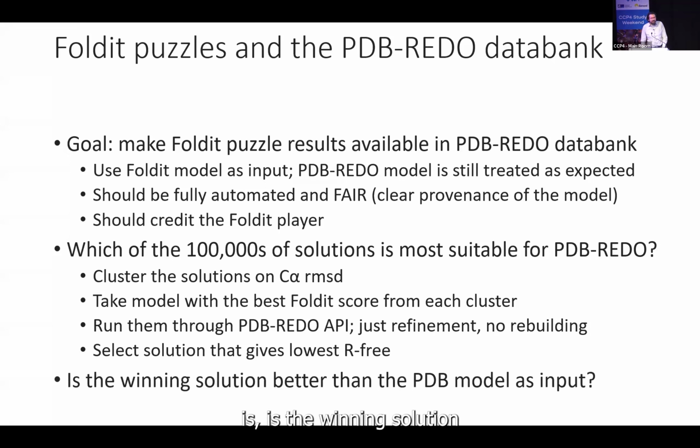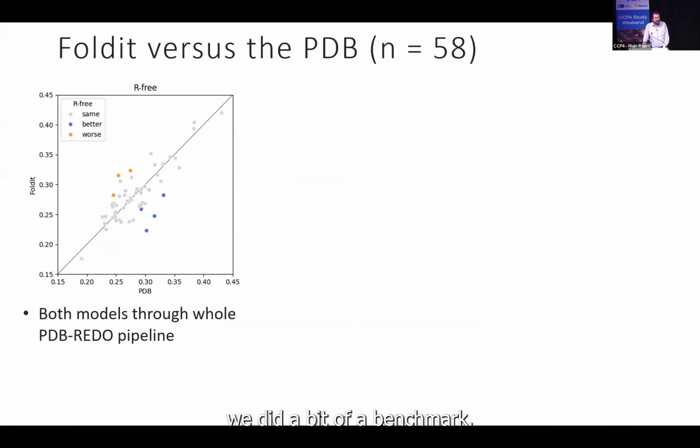But then the next question is, is the winning solution actually behaving better in refinement than the original PDB model? To figure that out, we did a bit of a benchmark. We took, at that point, existing 85 Foldit models, and we ran them through PDB-REDO. So now we're comparing PDB-REDO refinement of the PDB model on the x-axis and PDB-REDO refinement of the Foldit model.